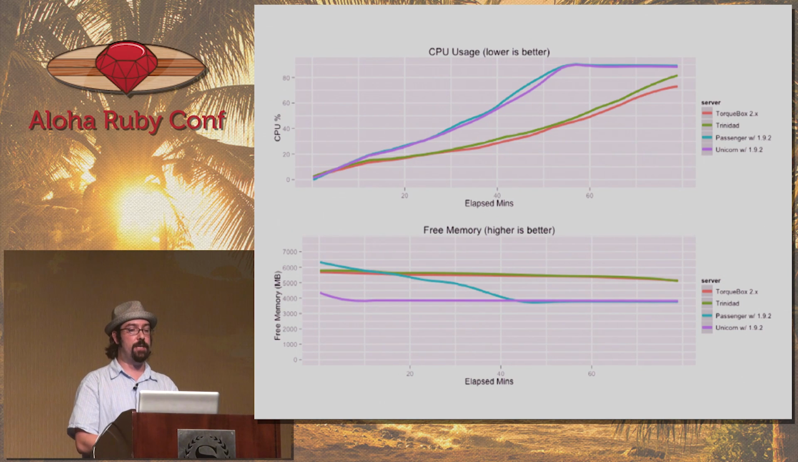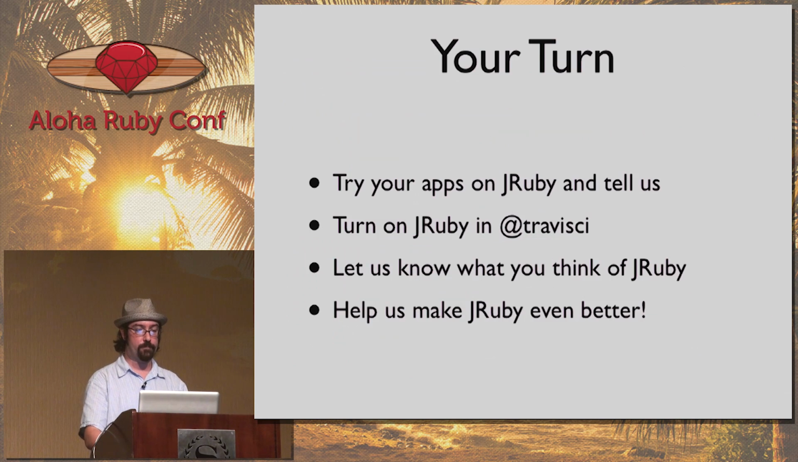More on the resource utilization side, we see TorqueBox and Trinidad almost always using less CPU to generate the same requests, and in a lot of cases generating those requests more quickly, and using less memory in the process. So we've got more free memory in the system running with the JRuby versions versus an actual scaled up version of the Ruby 1.9 stuff.